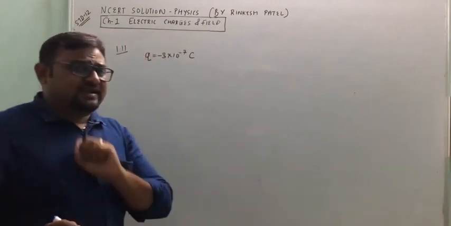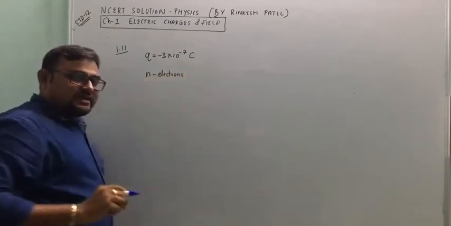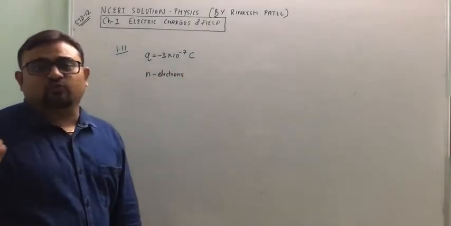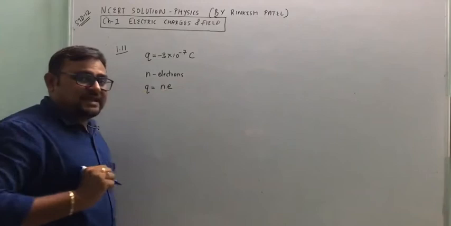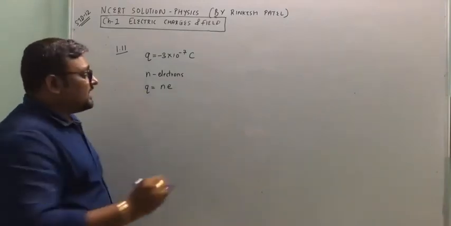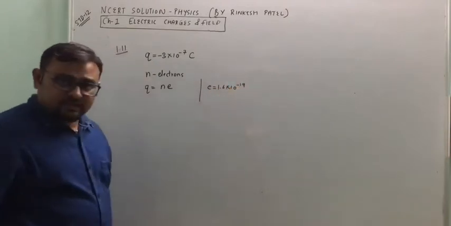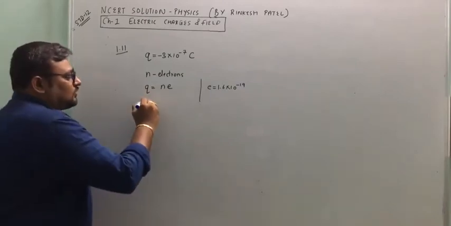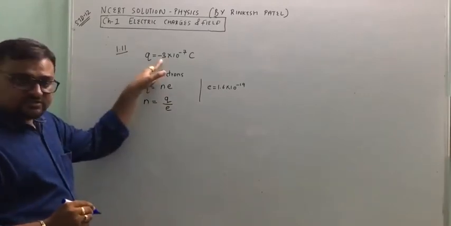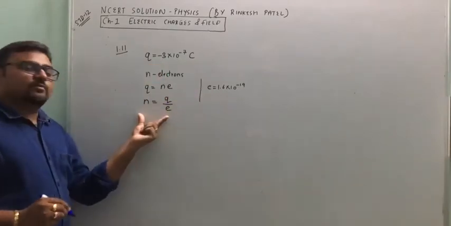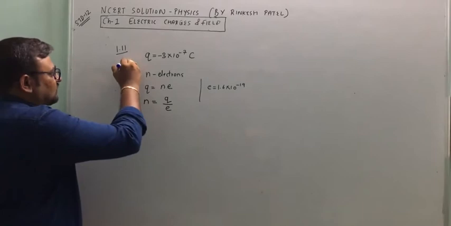If I take n electrons transferred from wool to polythene, then Q is equal to nE, where E is the elementary charge, the charge of an electron, 1.6 into 10 raised to minus 19. We already have the value of Q, so the number of electrons transferred will be Q by E. Just put in the values and you will get the number of electrons transferred from wool to polythene. This was part A.